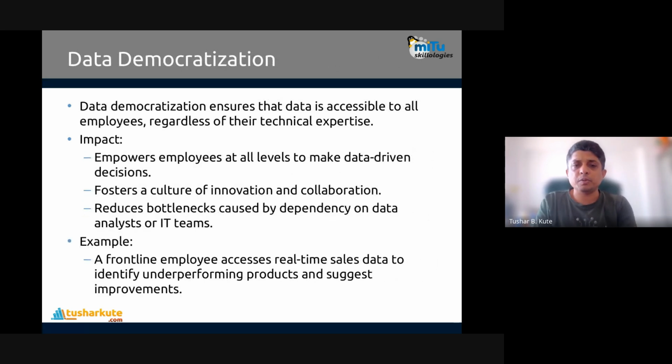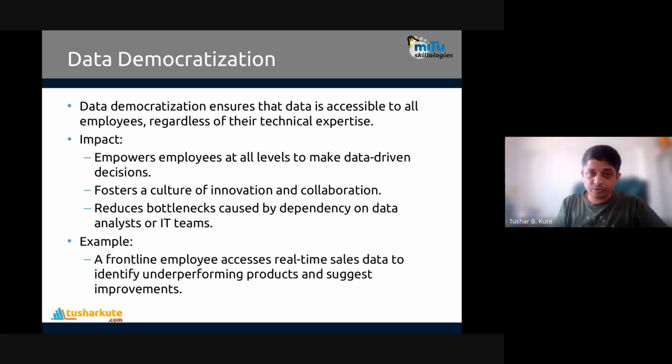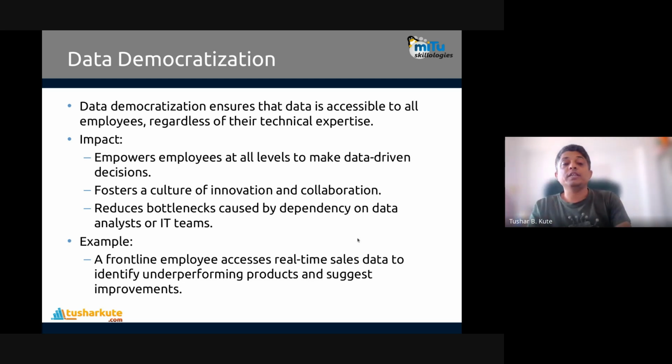Data democratization, I mentioned it. Data for everyone. It's called data democratization. Data democratization means data is accessible to all employees, regardless of their technical expertise. That is data for all. Today, general purpose open source data is available to all users, all persons around the globe. But within a specific company, company-specific data will be available. So a frontline employee accesses real-time sales data to identify underperforming products and suggest improvements. That's called data democratization.